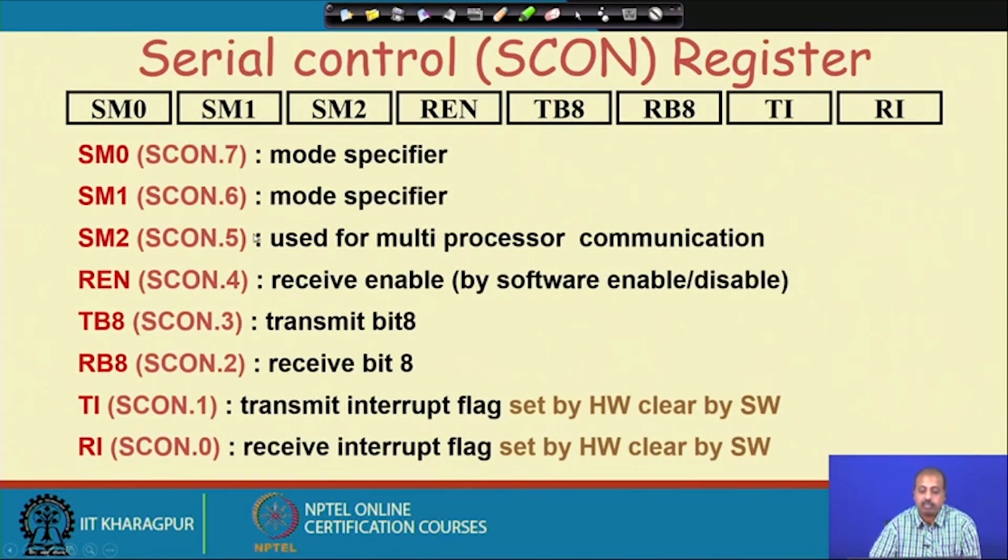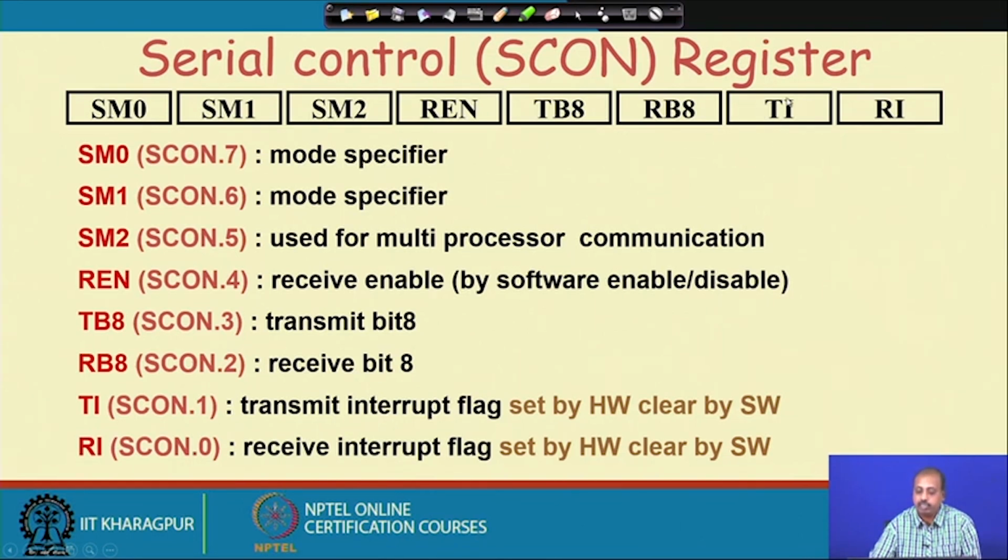Now, for serial communication, there is a register called the serial control register, or SCON register. In this, SM0, SM1, SM2 are the mode specifiers. REN is the receive enable, TB8 is for transmit bit 8 and RB8 is for receive bit 8. TI is the transmit interrupt flag. It will be set by hardware and cleared by software.